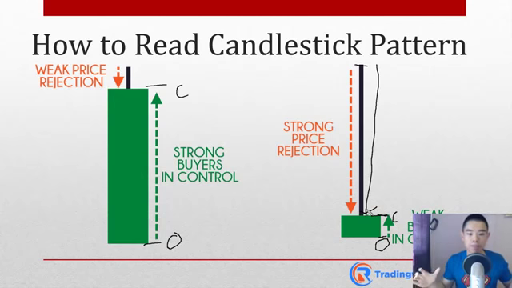So this is what you need to pay attention to when you are trading with candlestick patterns. Pay attention to the body, pay attention to the wick, and pay attention to the size of the body relative to the wick. This tells you that there is price rejection in the markets.